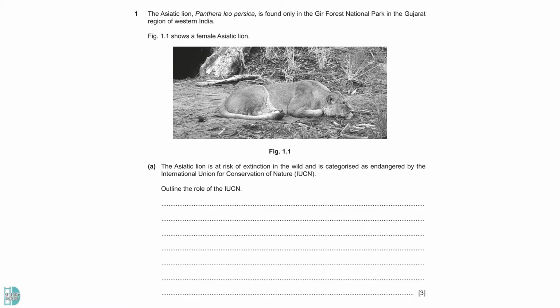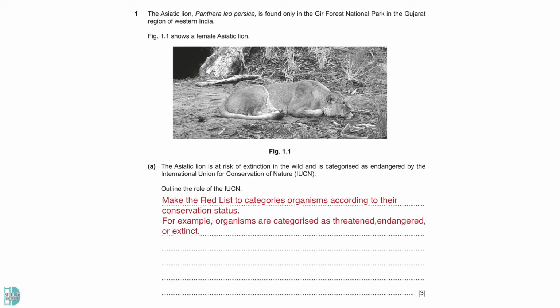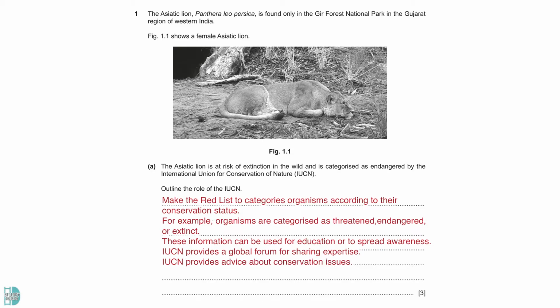A. Outline the role of the IUCN. IUCN is an organization that makes the Red List. It is a list to categorize organisms according to their conservation status. Organisms are placed into categories such as threatened, endangered, and extinct. This information can be used for educational purposes and for spreading awareness. They also provide a global forum for sharing expertise. Sometimes, IUCN provides advice about conservation issues as well.